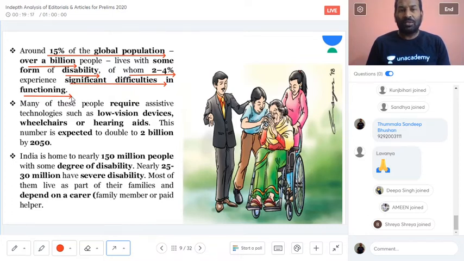The entire global population with disability is 15 percent, and out of that 15 percent, 2.4 percent experience very significant difficulty in functioning on their own or taking care of themselves. That is the crisis that people with disabilities are facing.